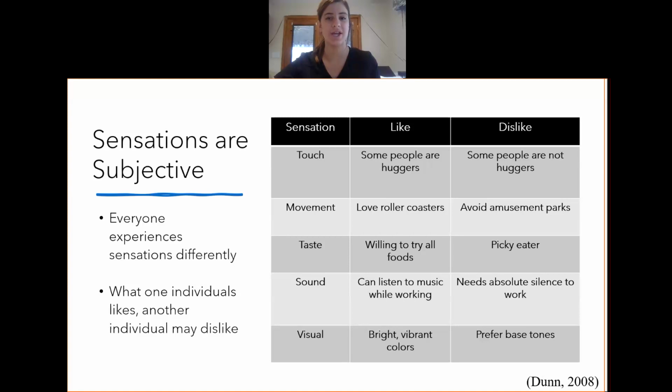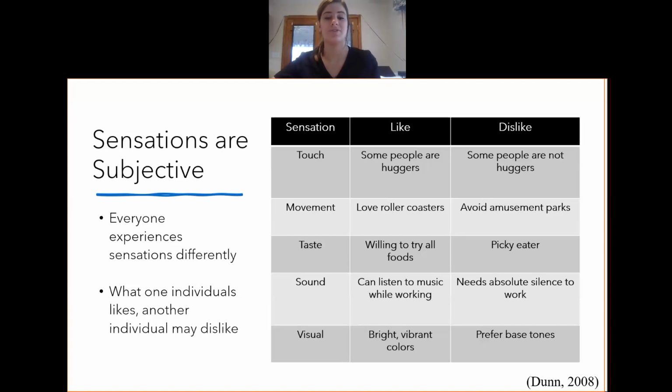All the sensations that you perceive are subjective. Everyone experiences sensations differently. What one person likes, another person may dislike. For example, some people love giving hugs, where some people try to avoid hugs. Some people love roller coasters, especially the ones that go upside down and really fast. Some people hate roller coasters.